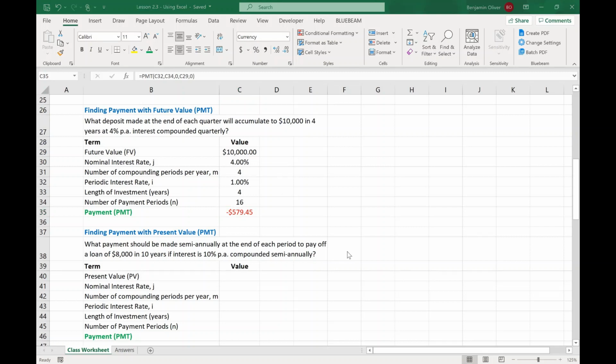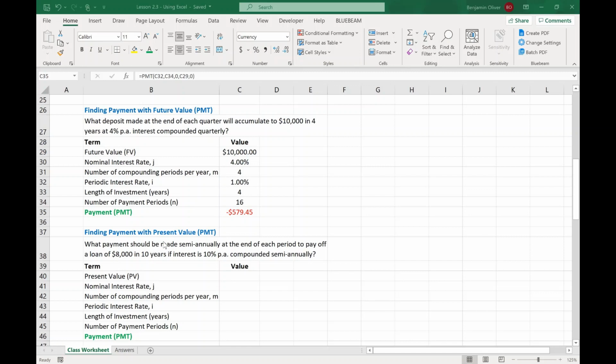Now to find the payment using the present value. So you're going to see it's the same formula. Just the difference is whether or not we're inputting the future value or the present value within those two variables. Remember, one of the two is shown as optional. So in this question, what payment should be made semi-annually at the end of each period? You can see in this question, I've listed it as at the end of each period, and we'll talk about that when we get to the formula. To pay off a loan of $8,000 in 10 years if interest is 10% per annum compounded semi-annually.